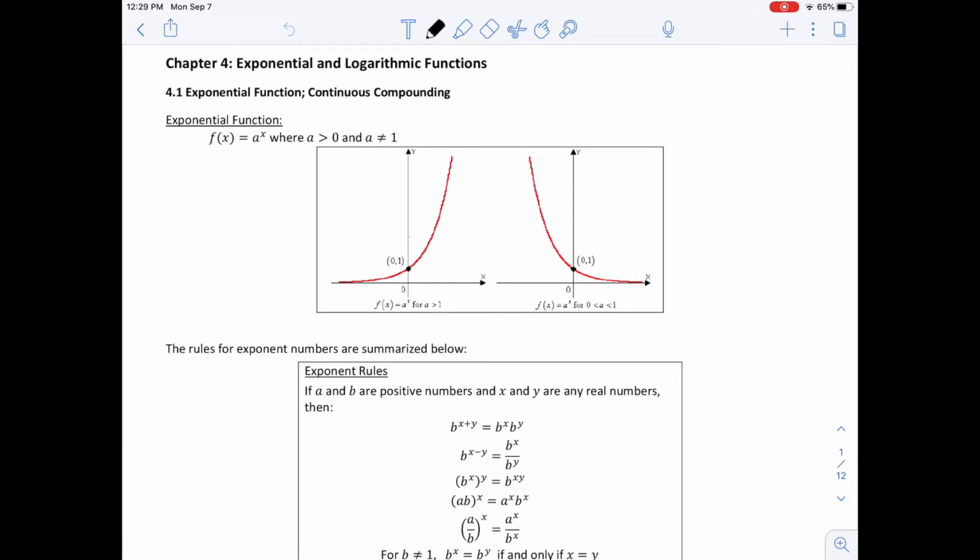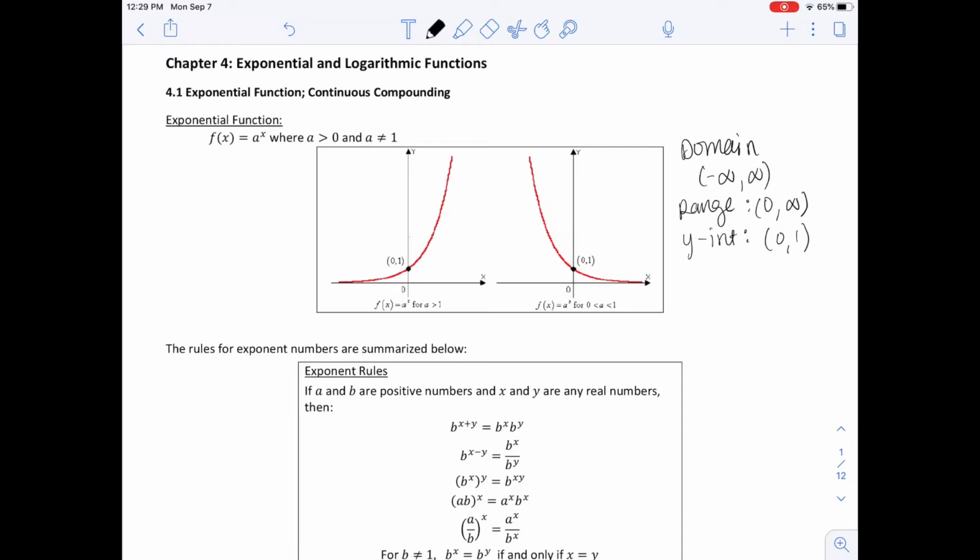The domain for an exponential function is all real numbers, and you can see that in both of these graphs that are given. And then our range, if you notice the graphs are only above the x-axis, which is going to mean that it is going to be from 0 to infinity. And then it also has a y-intercept, which is going to be at the point (0, 1).